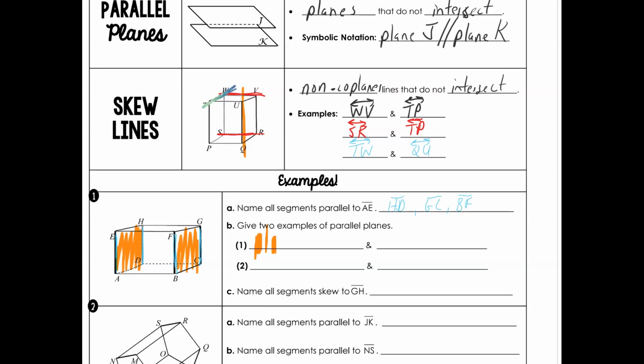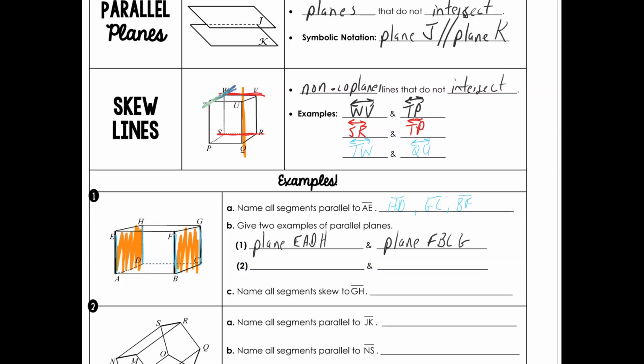That is not coming out right. So let me just erase that. Plane EADH is parallel to plane FBCG. It doesn't really matter what order you say the letters in, and honestly you only need 3 of the letters. You don't need all 4 of the points.